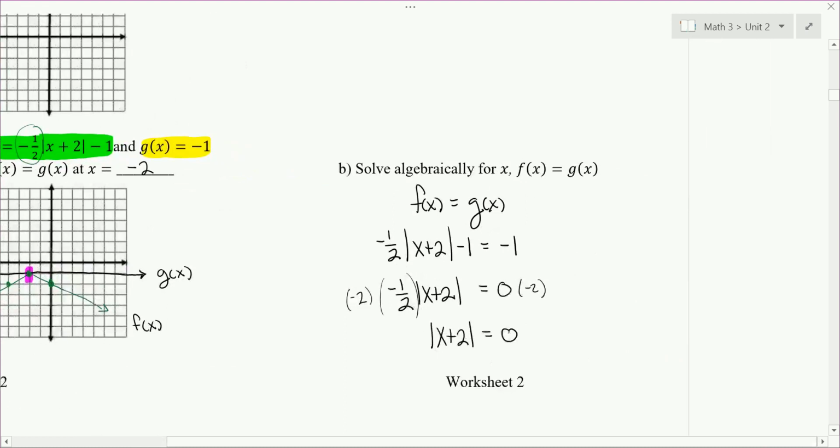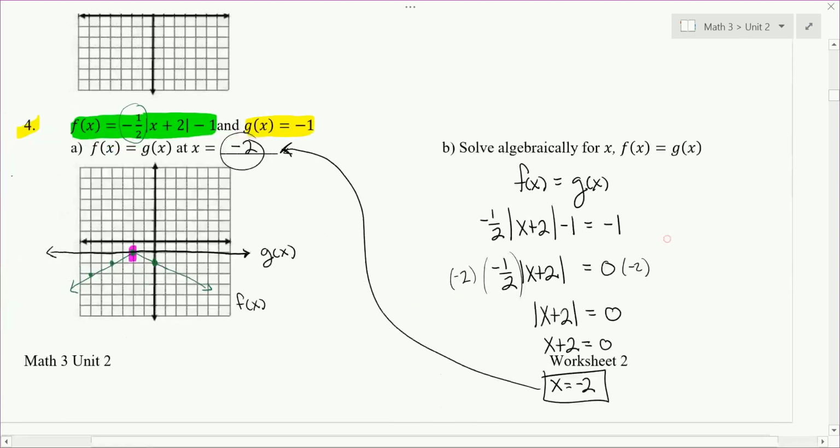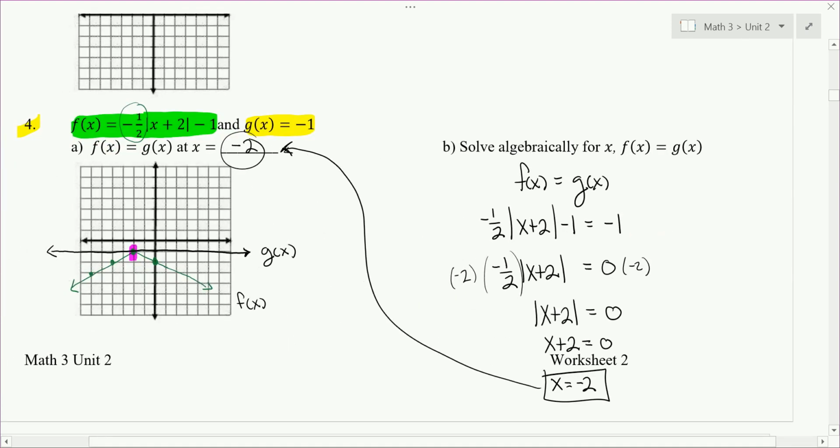Well, if I told you that the absolute value of some number equaled 0, what number would that be? In this case, there's only one choice, so that tells us that x plus 2 has to be the number 0. So if I subtract 2 from both sides, I end up with x is negative 2. Notice that's the same exact answer we got when we graphed them individually and looked at where they crossed. And so this problem can be solved graphically and algebraically.